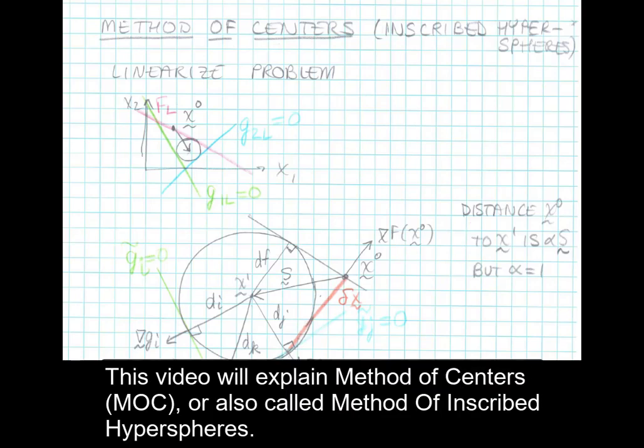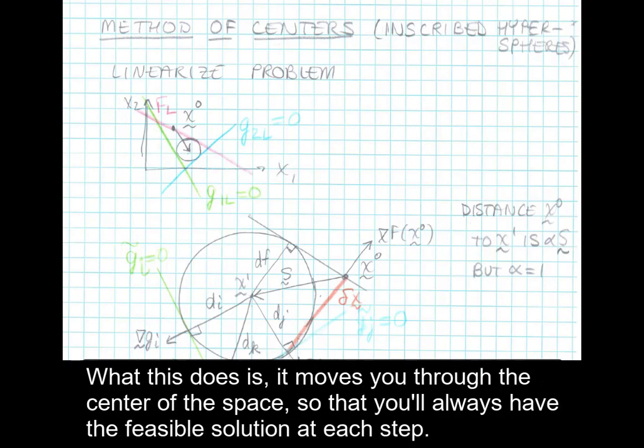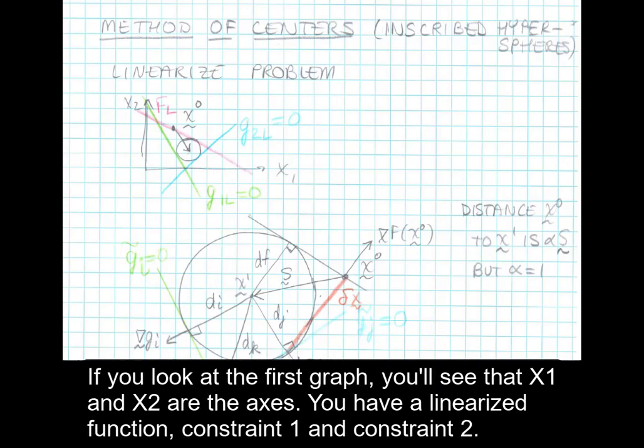This video will explain the method of centers, also called the method of inscribed hyperspheres. What this does is it moves you through the center of the space so that you will always have a feasible solution at each step. If you look at the first graph, you'll see that x1 and x2 are the axes. You have a linearized function, constraint 1 and constraint 2.